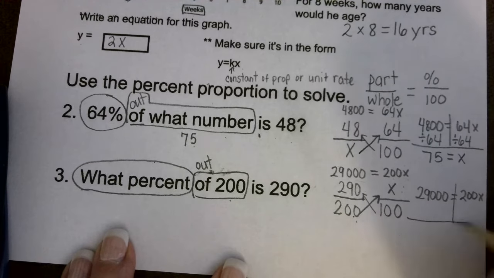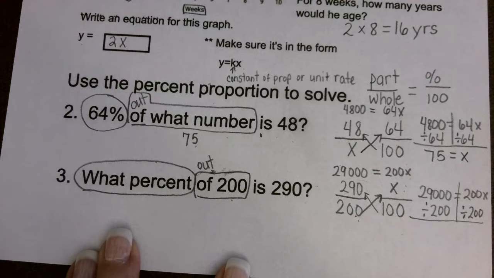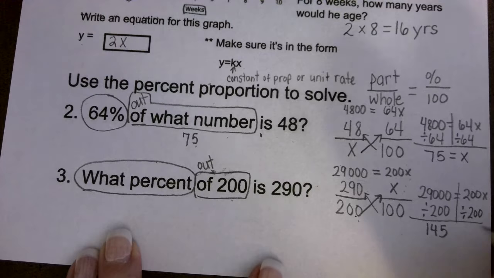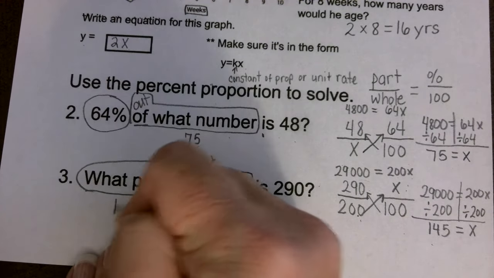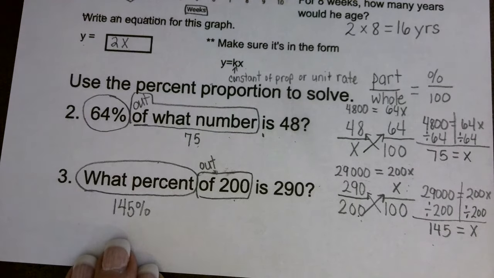We're going to go ahead and divide by 200. So we have 29,000 divided by 200, and that's going to give us 145, and that is equal to x. So we have 145%. Remember that I said that percent was going to be bigger because our part was bigger than the whole.